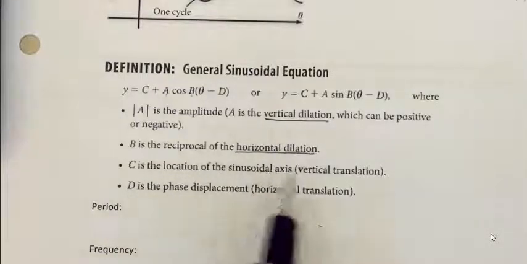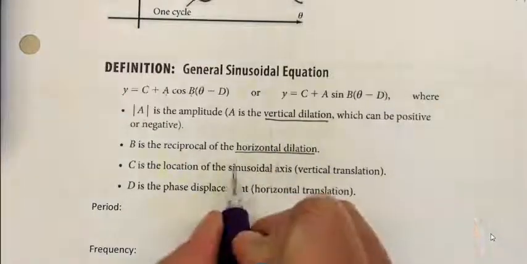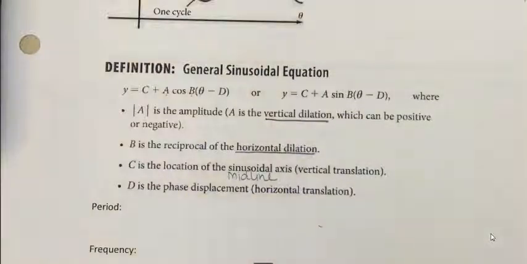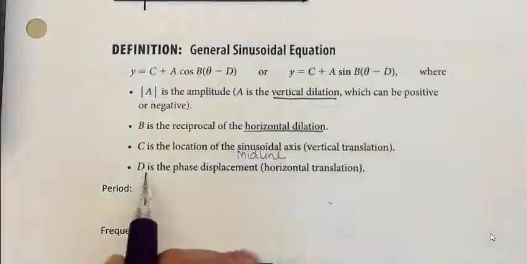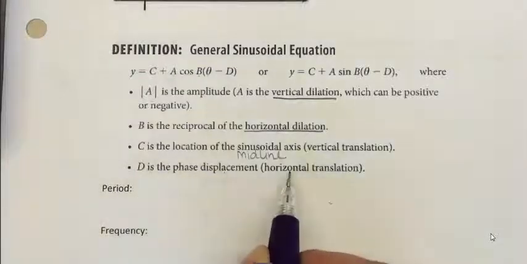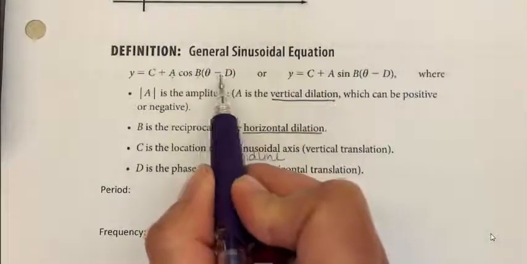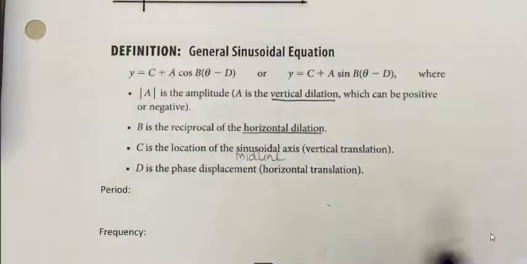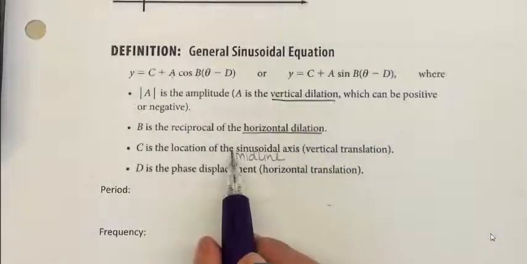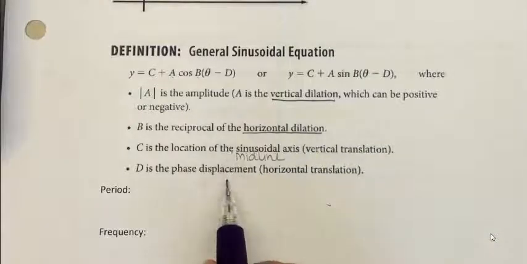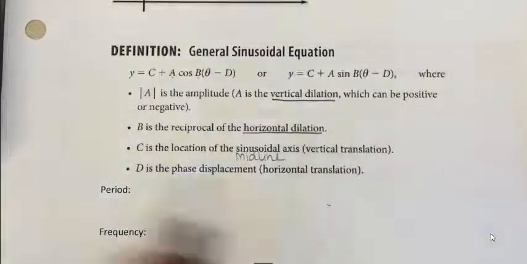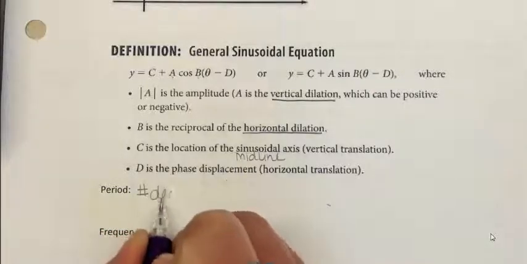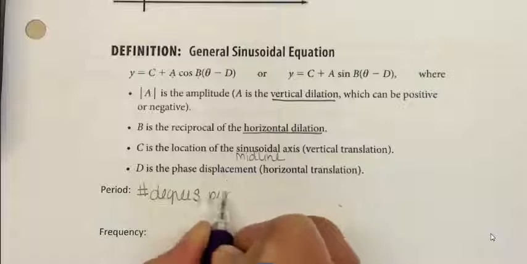Okay, so we've already talked about that. That's that vertical translation. And instead of sinusoidal axis, I call it the midline, because it's basically the middle of the thing. And then D is the phase displacement, or that horizontal translation, right? We've always called that the H, and we've always called the C the K. So if you need to write yourself a note, by the way, C is really K, and D is really H for us. All right, period is broadly defined as the number of degrees per cycle.